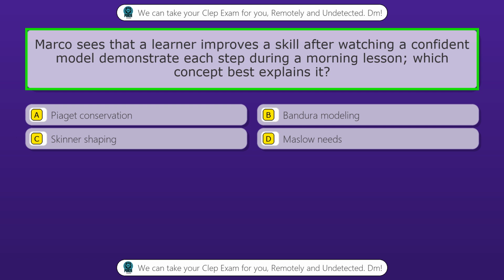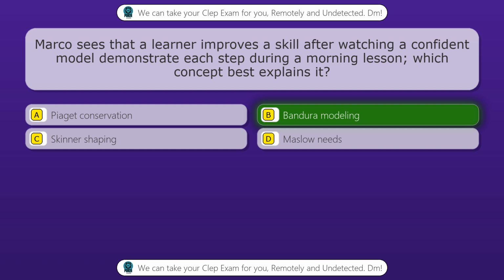Question 82. Marco sees that a learner improves a skill after watching a confident model demonstrate each step during a morning lesson. Which concept best explains it? Option A, Piaget conservation. Option B, Bandura modeling. Option C, Skinner shaping. Option D, Maslow needs. The correct answer is option B, Bandura modeling.